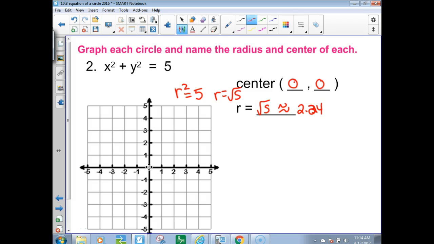And that's going to be a little past the 2. So if we go to the center, 0, 0, and go 2 and almost a quarter, and then left and up and down.